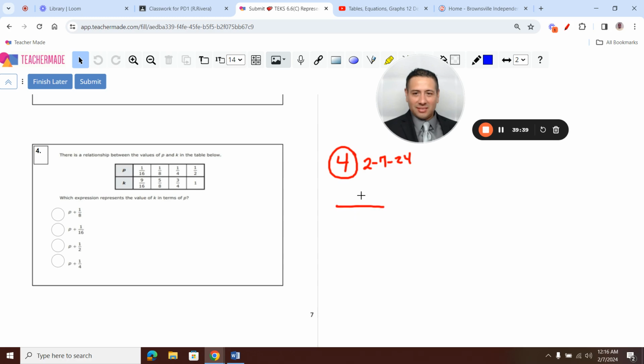You're first going to copy your table. We have a P, which could be the X, and the K, which would be the Y. So we have fractions this time. 1/16, 9/16, 1/8, 5/8, 1/4, 1/2, 1/2. Okay.